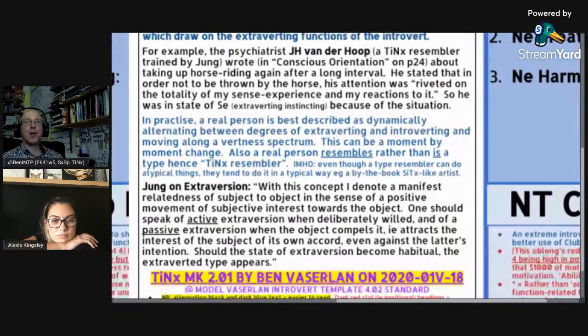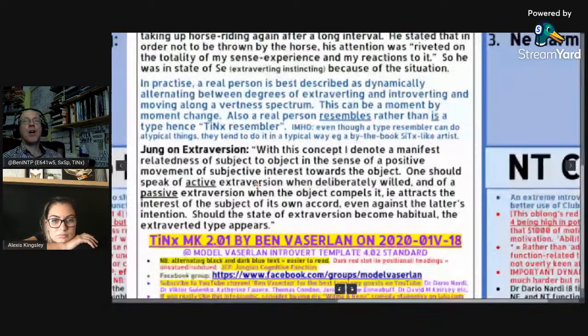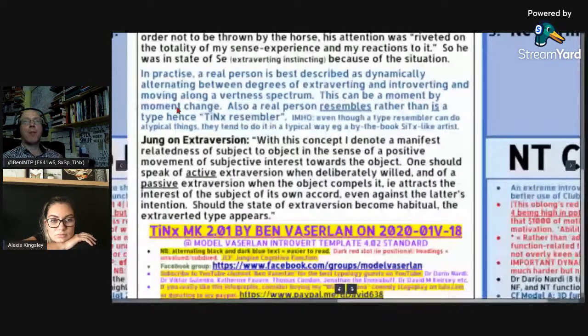In practice, a real person is best described as dynamically alternating between degrees of extroverting and introverting and moving along a vertness spectrum. This can be a moment-by-moment change. Also, a real person resembles rather than is a type, hence TINX resembler. In my humble opinion, even though a type resembler can do atypical things, they tend to do it in a typical way, e.g. a by-the-book SITX-like artist.